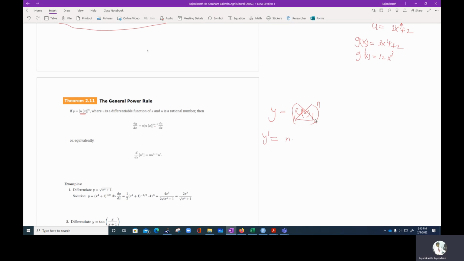But my x was u of x, right? This was my x. Then n minus 1. Then, after finding the derivative, always multiply by the derivative of the inside function. The inside function is u of x, so simply find the derivative of the u function. In notation, this is n times u to the n minus 1 times u prime, where u prime means d over dx of u. So this is called the general power rule.